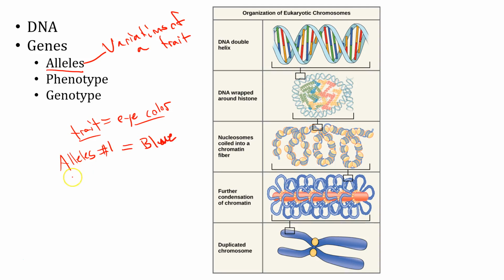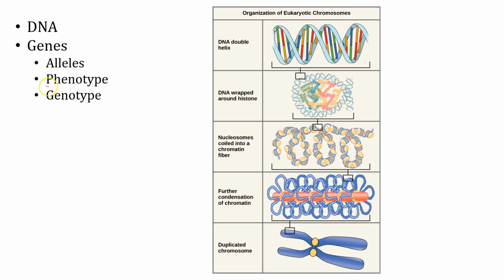So, like allele number 1 might be blue eye color. Allele number 2 might be brown eye color. And so on and so forth. You could have green and hazel and even red. So those are all different types of alleles of the trait. So when you see that word, that's what that means. And that will play more of an important role when we get to talking about meiosis in the next chapter.